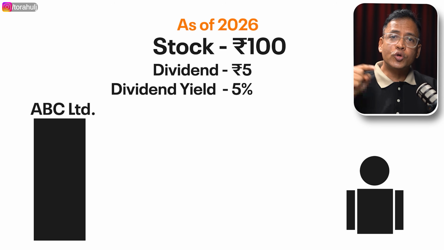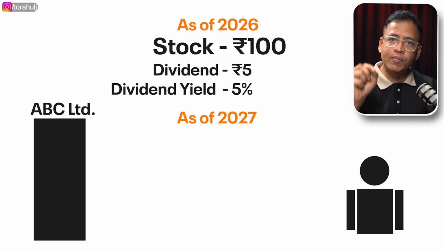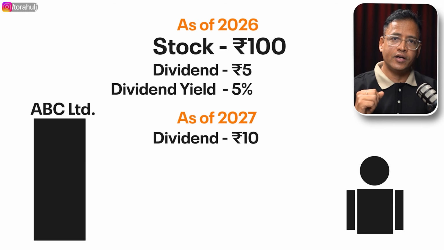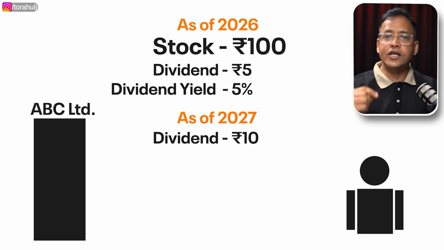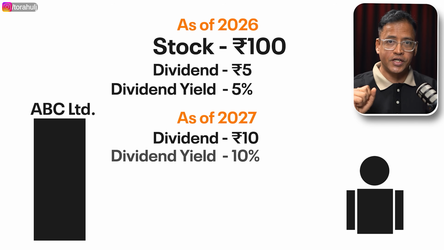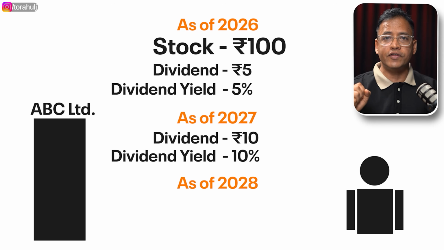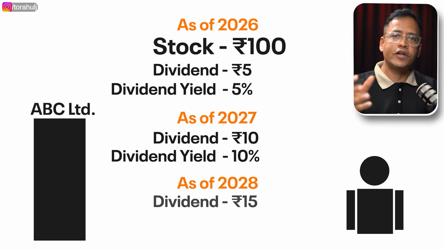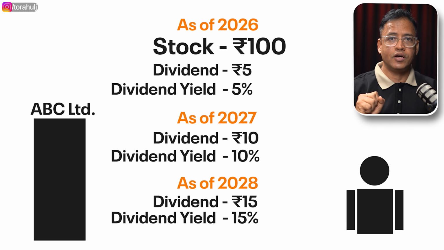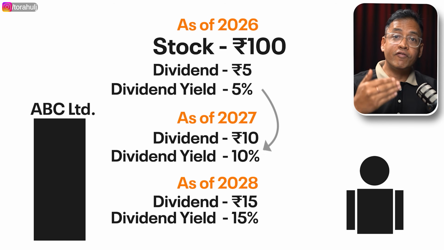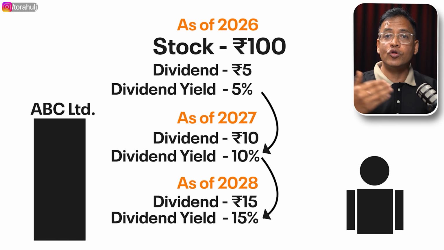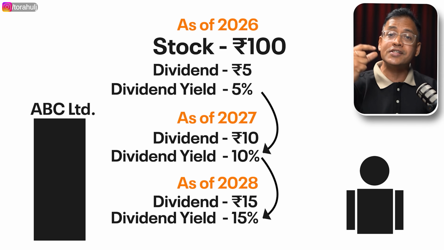5%. Now come 2027, next year the same company gives 10 rupees dividend, meaning now your dividend yield has gone up from 5% to 10%. 2028, if this company again increases its dividend, let's say it gives you a dividend of 15 rupees, meaning your dividend yield has gone up to 15%. What is happening here? Your dividends are also getting added up and therefore every single year your dividends are going up, your dividend yield is getting compounded.